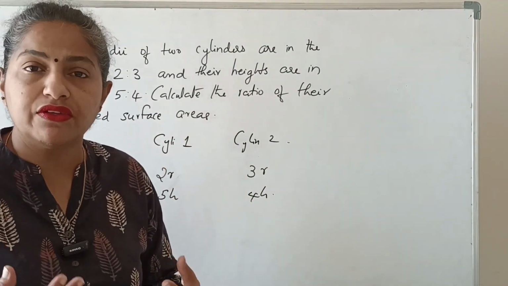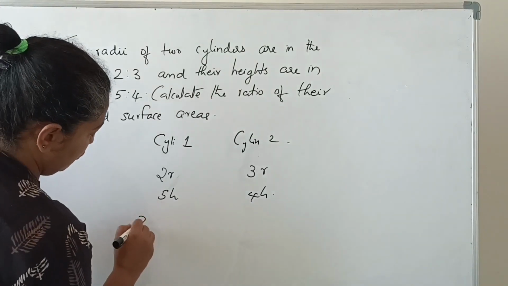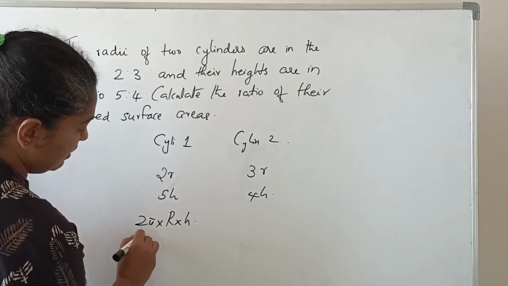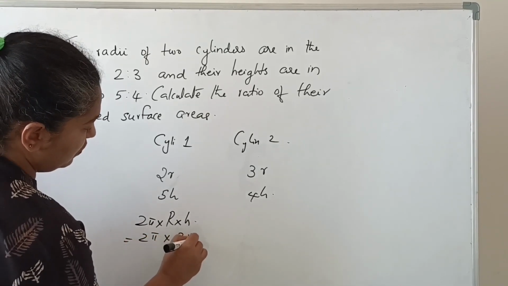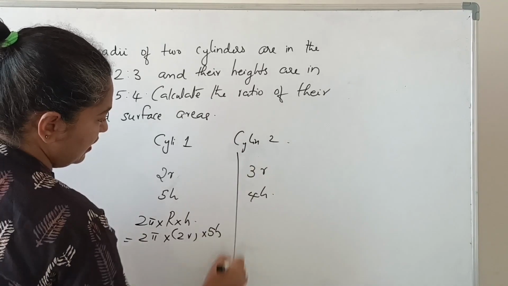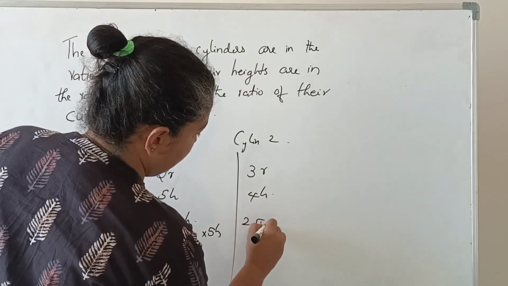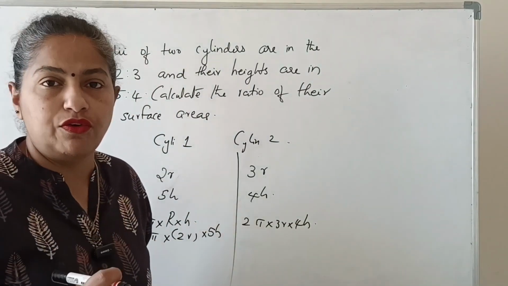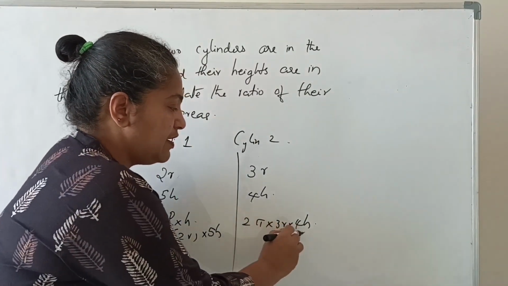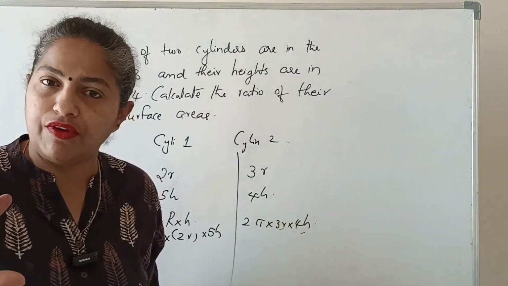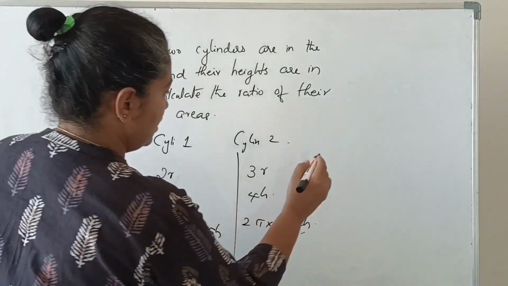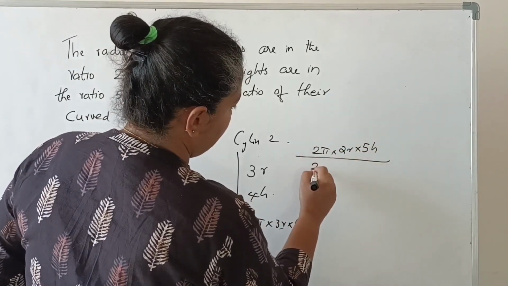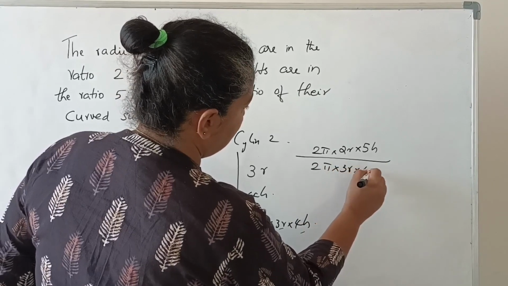So what is the formula for the curved surface area of a cylinder? 2 pi RH. So 2 pi into R into H. Now when we substitute, we get 2 pi into 2R into 5H for the first, and 2 pi into 3R into 4H for the second. We don't have to find absolute values. The individual values of radius and height are not required. We just need to find the ratio. So we get 2 pi into 2R into 5H by 2 pi into 3R into 4H.